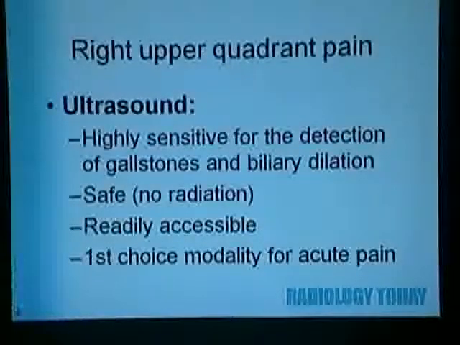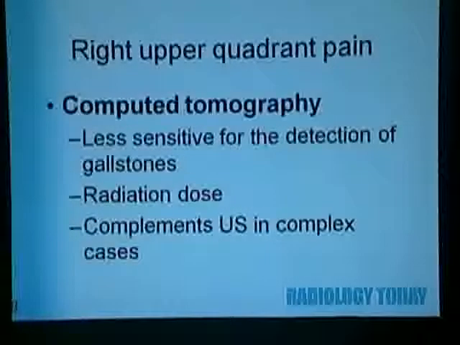Our first choice modality is ultrasound to evaluate right upper quadrant pain. Very highly sensitive for detecting gallstones and biliary dilation. It's safe. It's easy to get to. Computed tomography, CT, is less sensitive for the detection of gallstones, which is something we're always looking for. It involves a radiation dose, but it may be very complementary to ultrasound in complex cases.